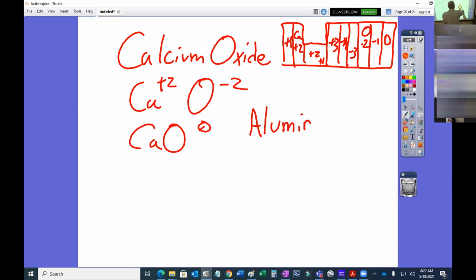Let's try this. Aluminum chloride. See if you can figure that out on paper or in your notes. Aluminum chloride. Don't Google it. Anybody can Google it.